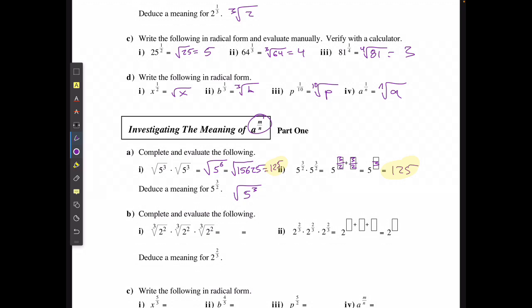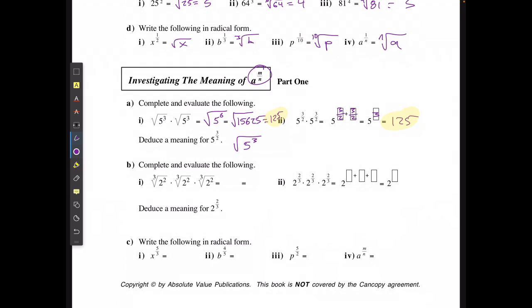If I'm doing the same process for example B, then if I had the cube root of 2 squared times the cube root of 2 squared times the cube root of 2 squared, that would be the same as the cube root of 2 to the power of 6, or the cube root of, in this case, 2 to the power of 6, 64, which just gives me 4.